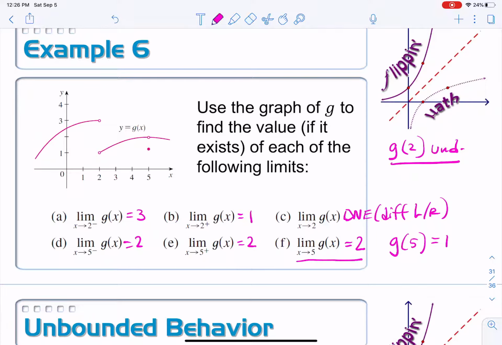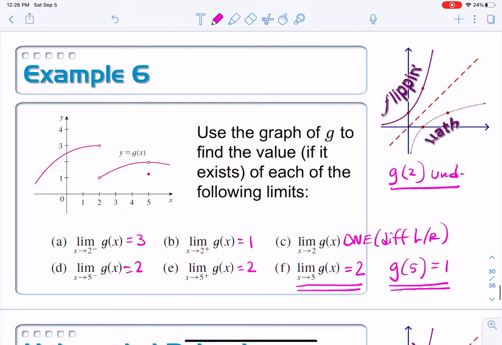We're going to learn, though, that when these two things are the same, the function value and the value of the limit at that particular point, if that is true, then the function is continuous at that point. And that's kind of the goal of this whole entire unit.